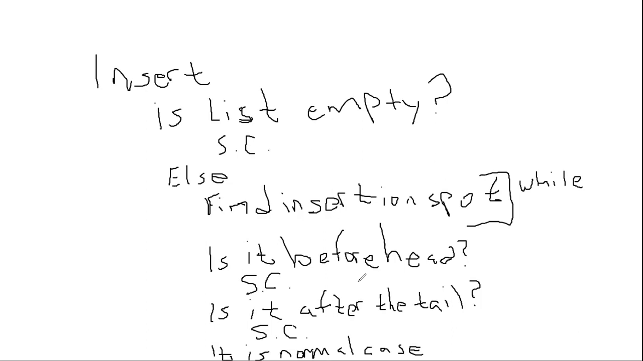If we want to insert an item, we have to ask if the list is empty because you can't search an empty list. If it is empty, that's a special case. Otherwise, we use a while loop to find the insertion spot. Then you have to ask, is it before the head, is it after the tail, or is it a normal case? The sequence might change a little bit depending on how we write the code. So that's exactly our algorithm.